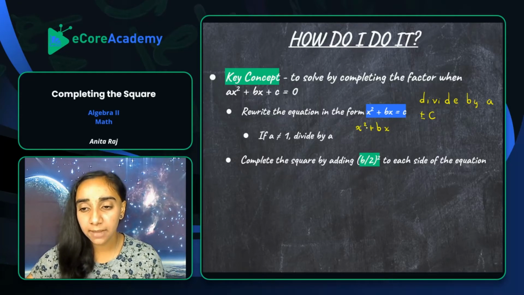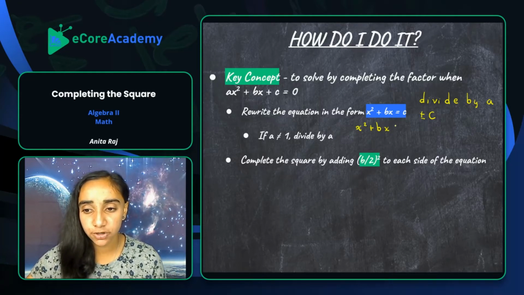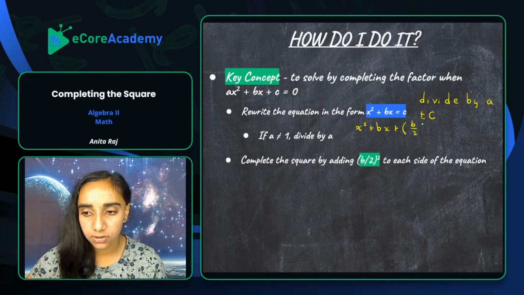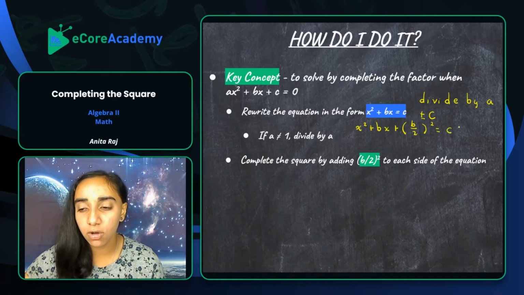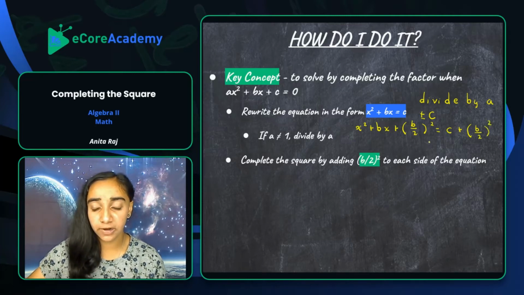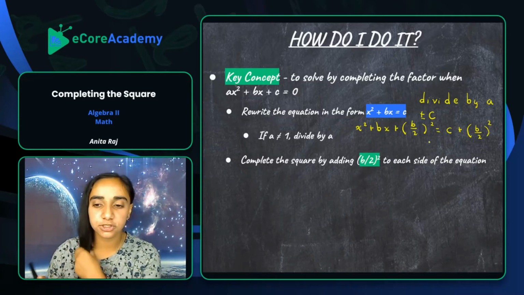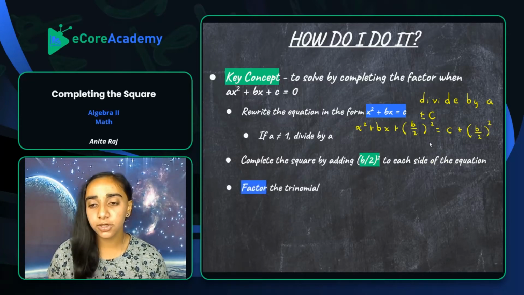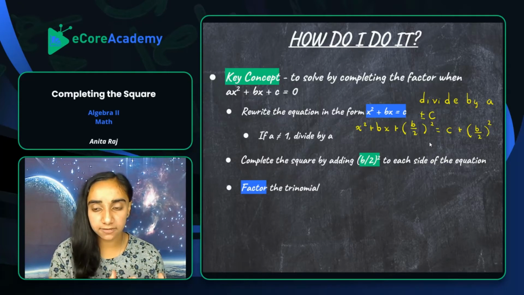So then what's going to happen is you're going to have x squared plus bx, then you're going to have that plus b divided by 2 squared, and then that's going to equal whatever your c term was. But you also have to add that b over 2 squared to the right side because you need to balance both sides of your equation. So you're adding that b over 2 squared term to both sides of your equation, and then you'll be forcing a perfect square trinomial. Then you want to factor the trinomial on the left-hand side of the equation.